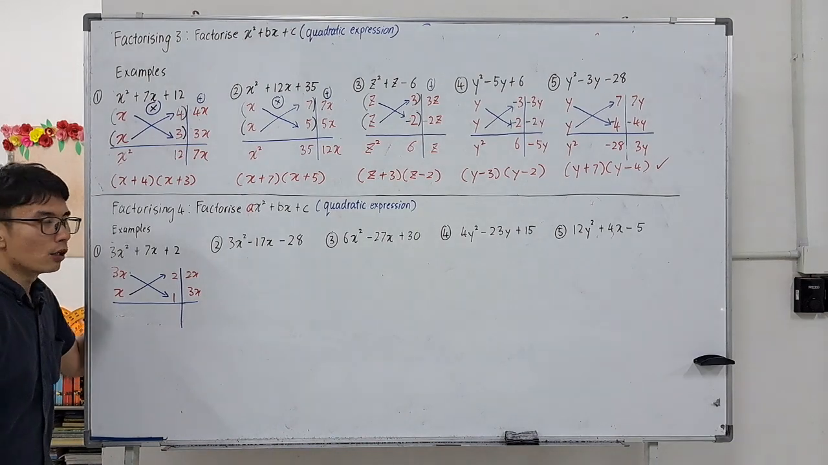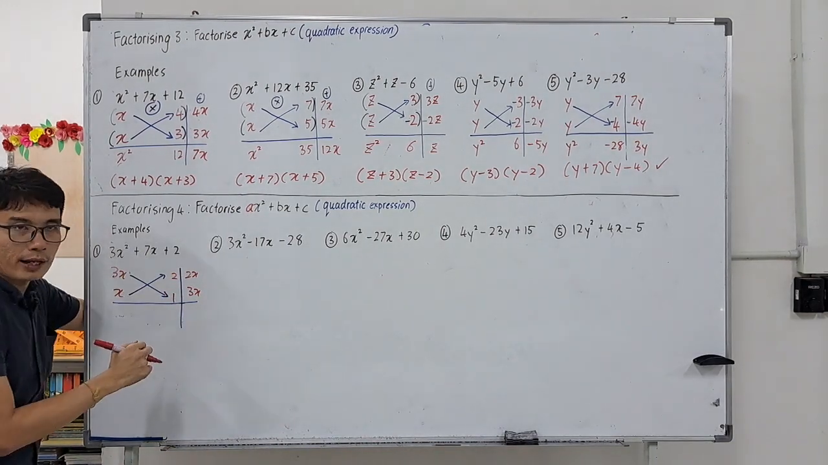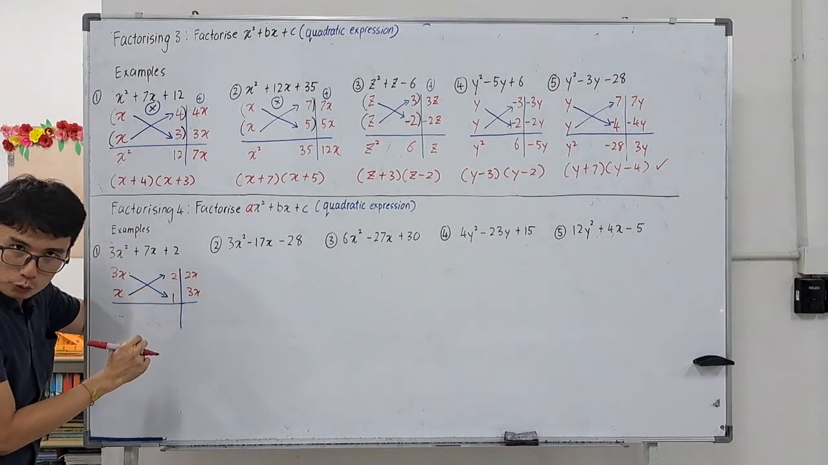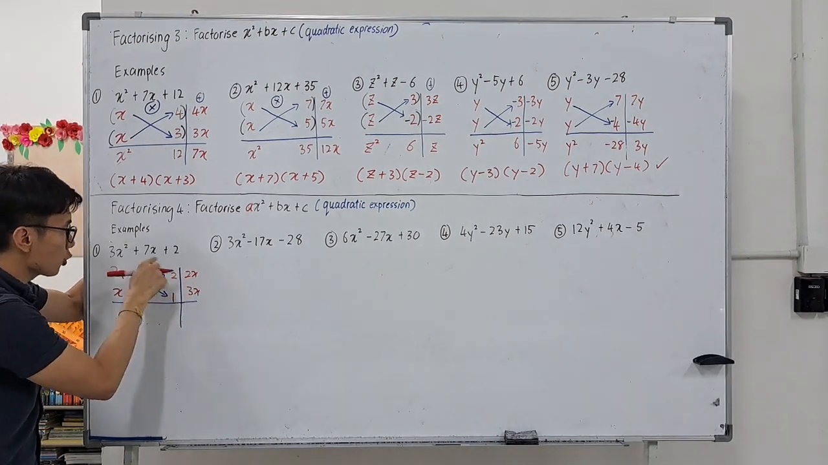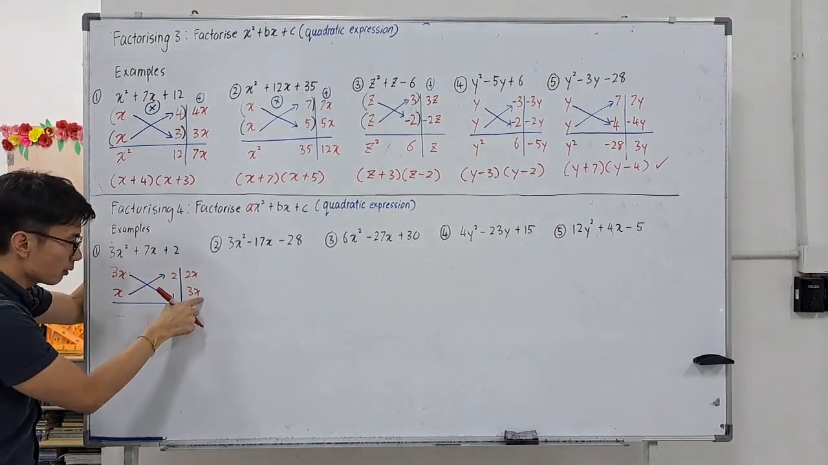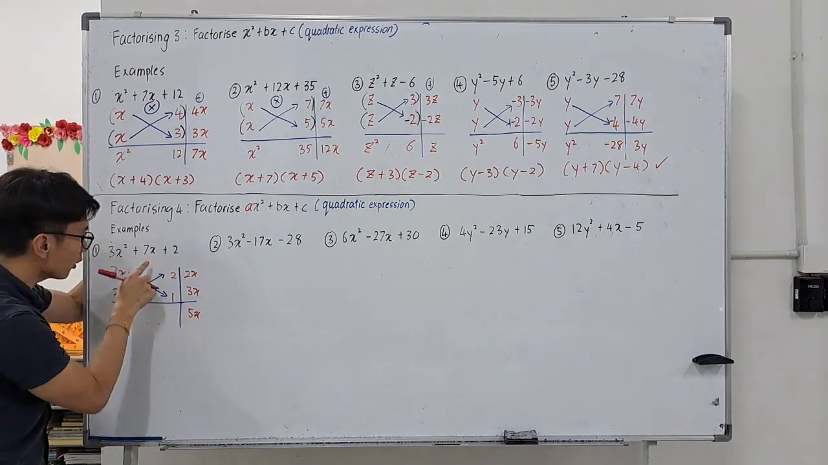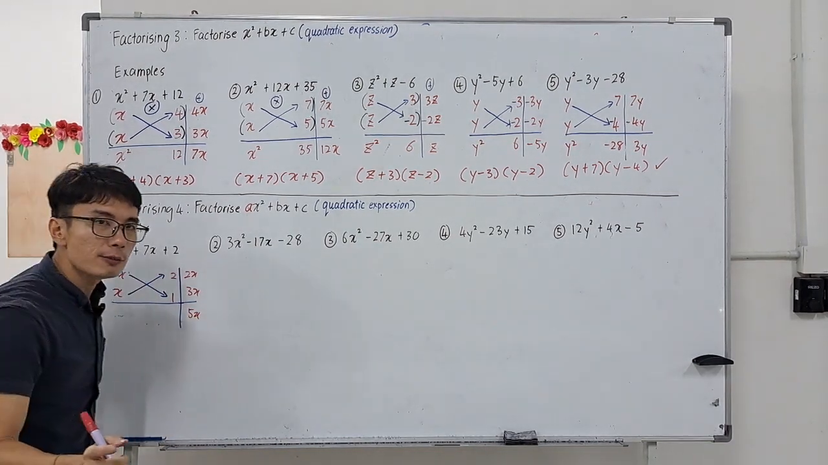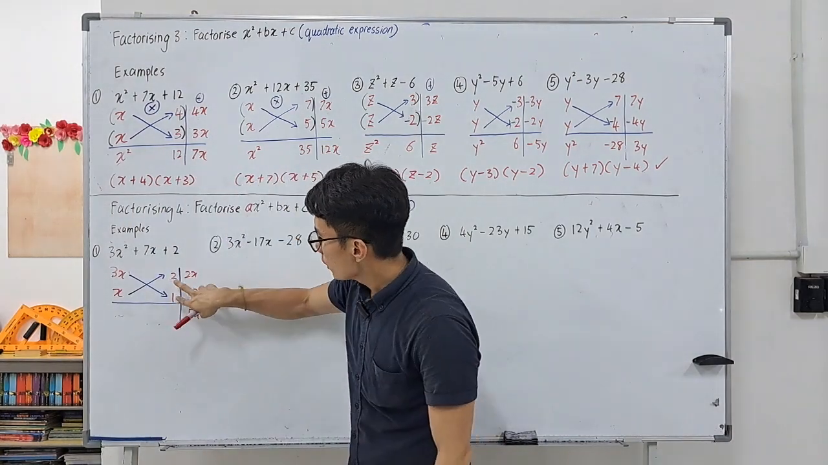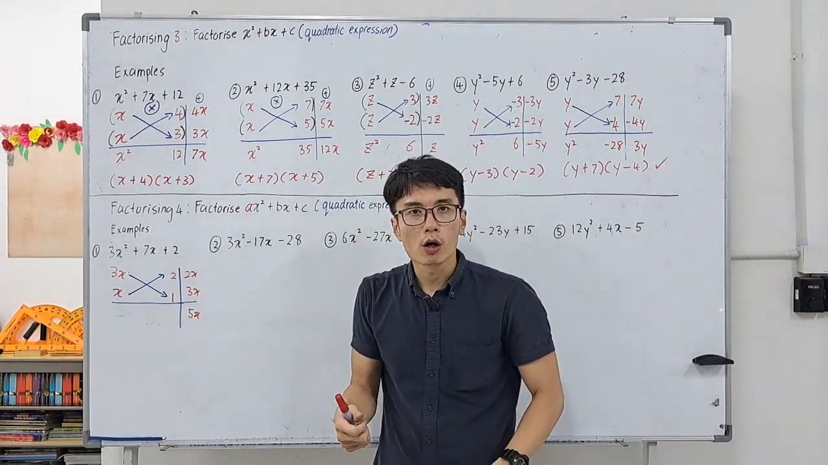But hold on a minute. My middle term is 7x. If this option is true, these two added together should give me 7x. But this pair of numbers, when I multiply them together, will give me 5x, which is not the middle term over here. So what does this mean? This means that this pair of numbers that I've chosen is wrong, right?